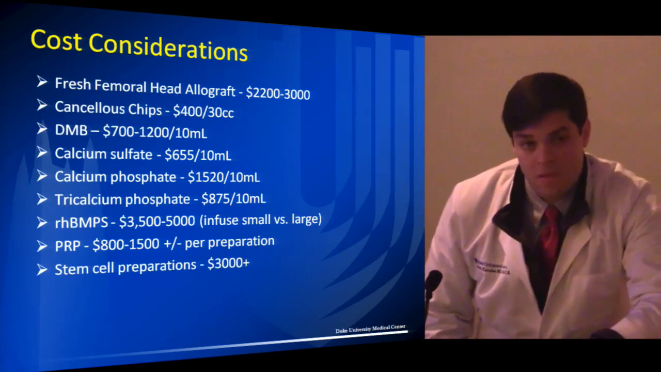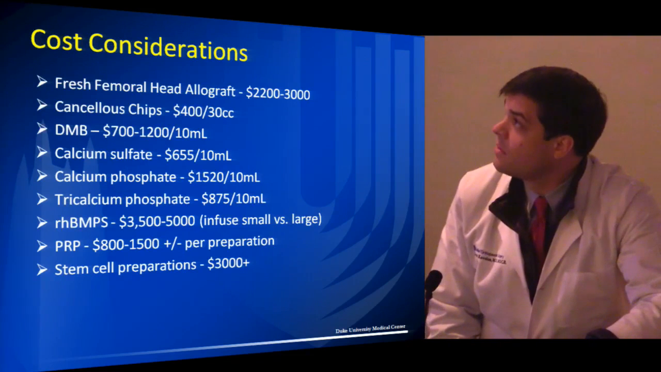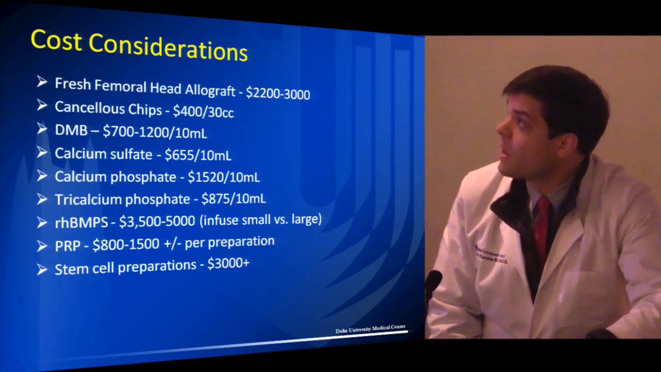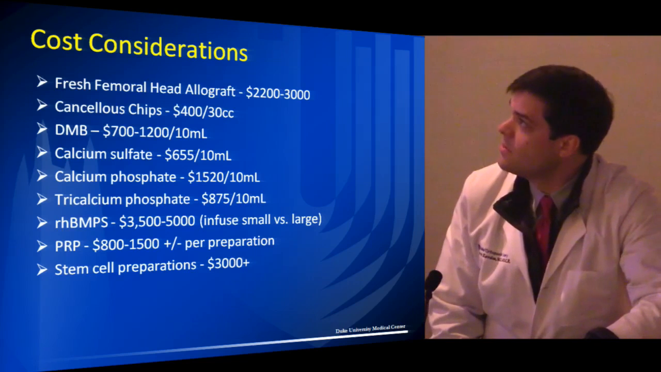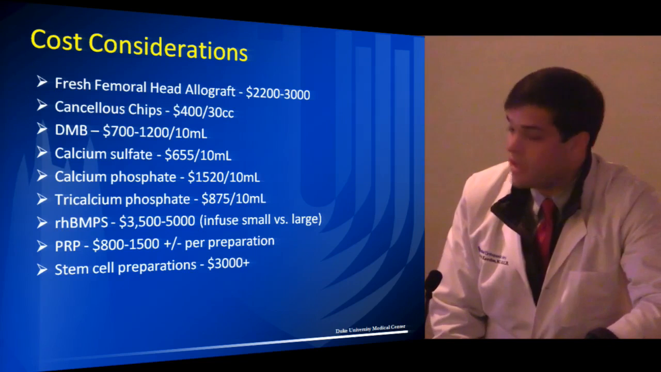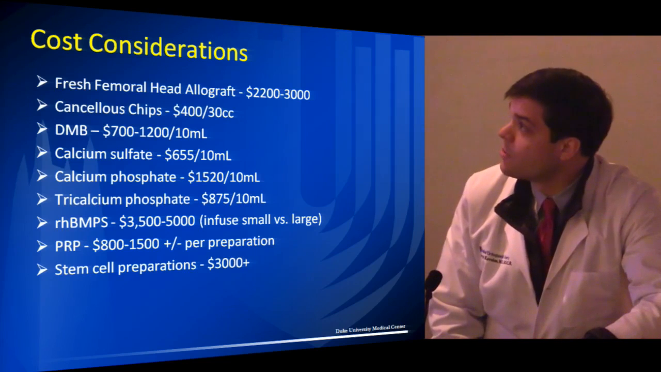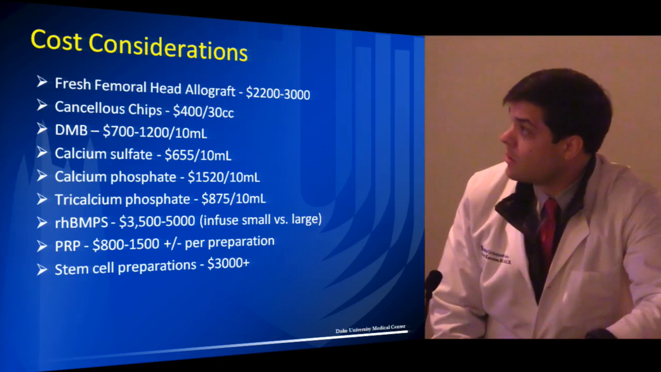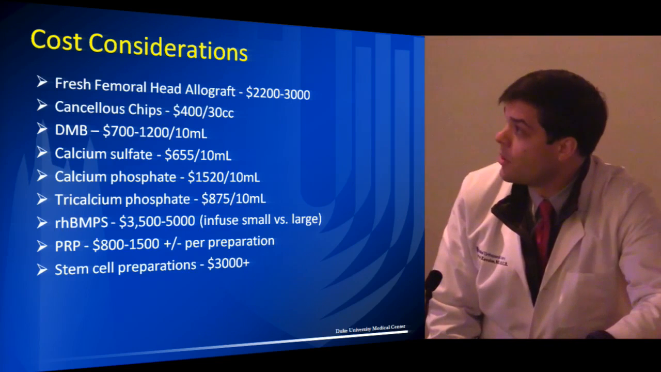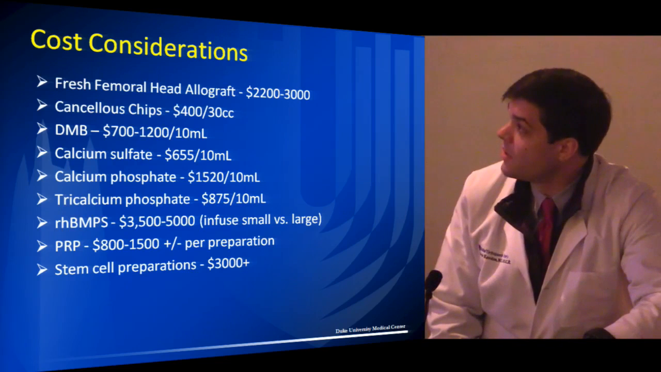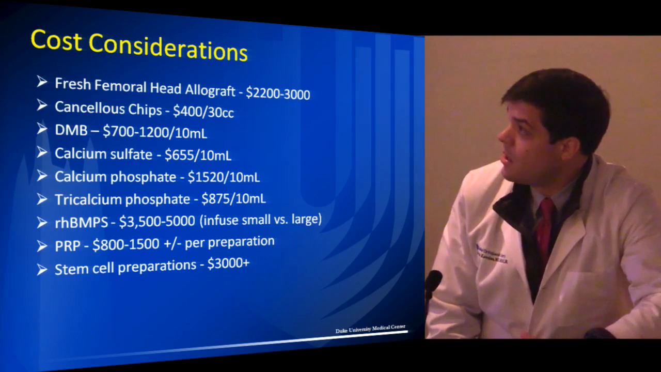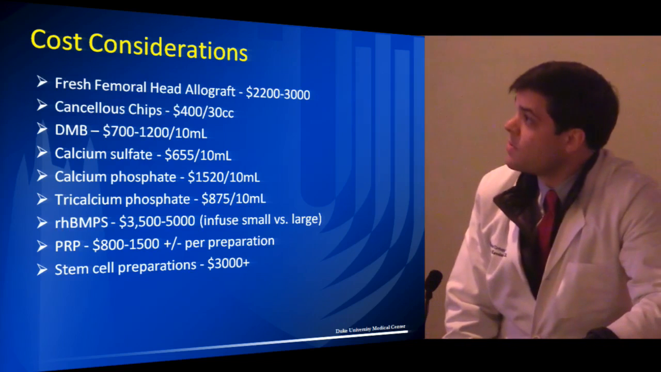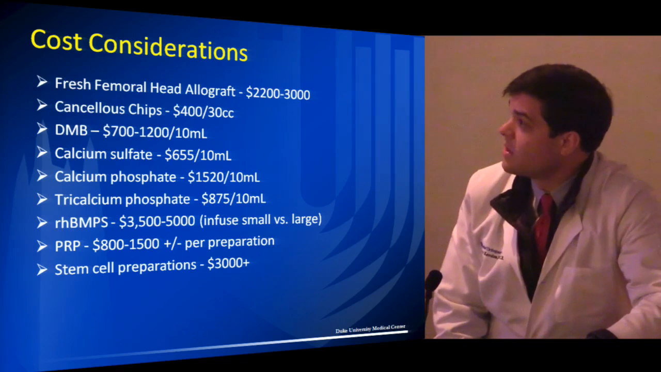Always important when we're thinking about things like this and the newer technologies now is to consider the costs. As you can see, a fresh femoral head graft is not very cheap. It can be $2,000 to $3,000, whereas cancellous chips, if you don't need that structure, is a little bit cheaper to fill the void. But both those are less expensive probably than some of your calcium sulfate or calcium phosphate void space filling options. Demineralized bone matrix is a little bit more expensive than the cancellous chips.